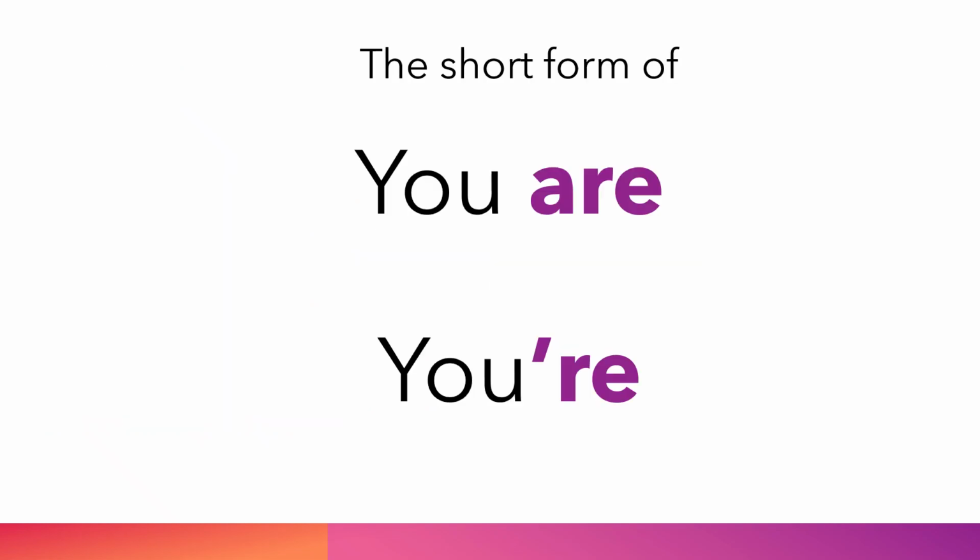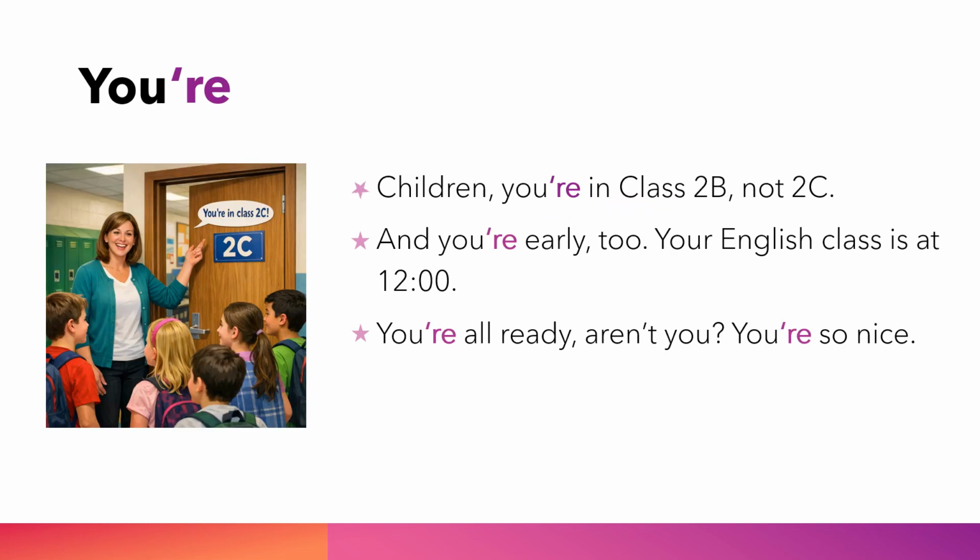The short form of you are is you're. Children, you're in class 2B, not 2C. And you're early too. Your English class is at 12 o'clock. You're all ready, aren't you? You're so nice.